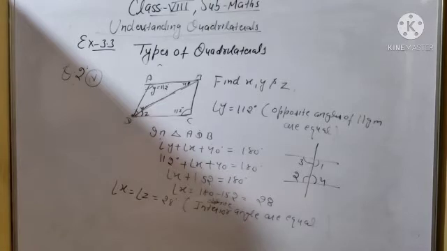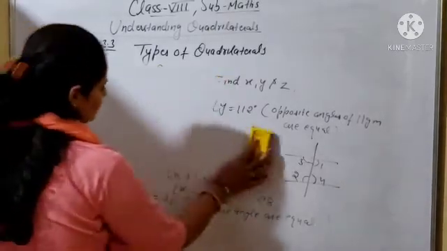Okay, now beta, third question. We will start the next question. Question number third. What is question number third? Can a quadrilateral ABCD be a parallelogram?